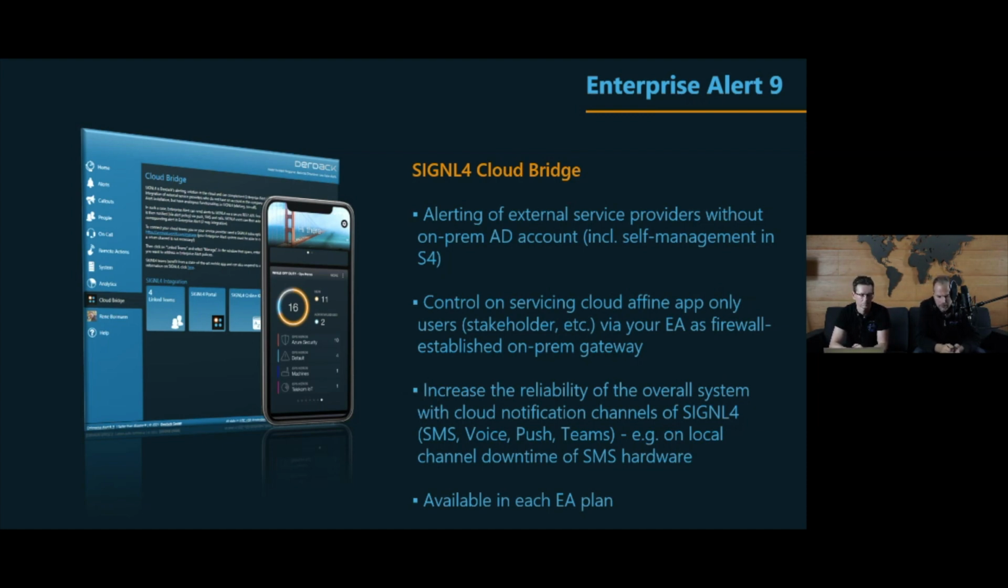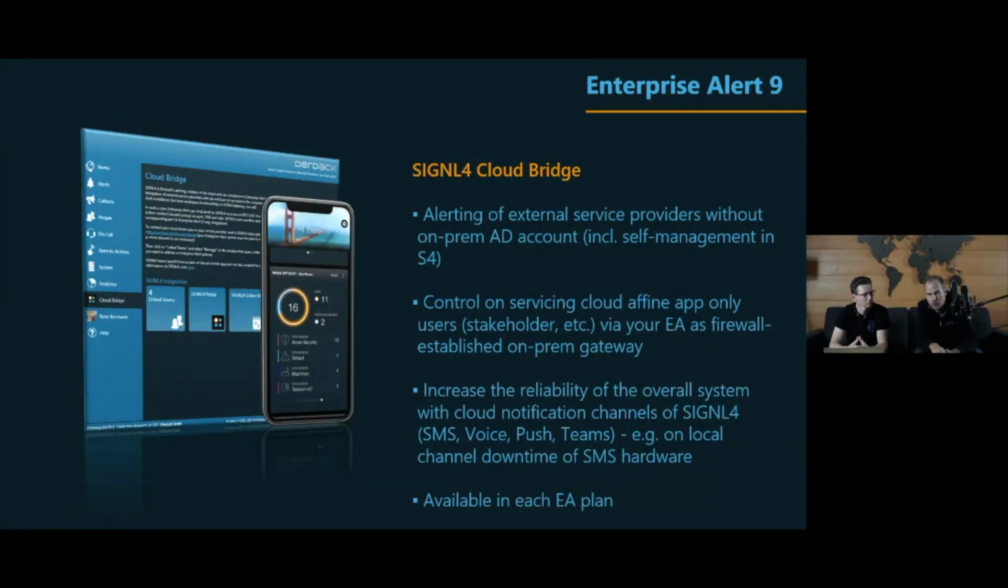Or last but not least, maybe you want to have some backup channels. If you have only a few channels in your on-premises environment, and you have maybe also SMS hardware, if that fails, maybe you can then escalate or make use of Signal 4 and use its channels, SMS text, voice calls, push, and so on, to have a backup stream towards, I don't know, your emergency admin account or whatever. So an easy way to actually attach an alerting system residing in another cloud, in a SaaS cloud.